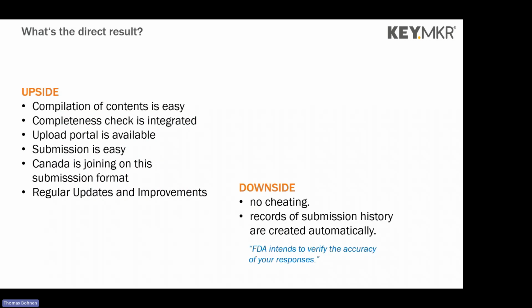But where there's an upside, there's a downside. No way of cheating. In a text document, you can hide structures, and you can try to put a cloud over some details. But the details that are asked in this form, either you have an answer for a field or you don't. And if you don't, you stay with a red bar and you're not eSTAR complete. So it's really difficult.